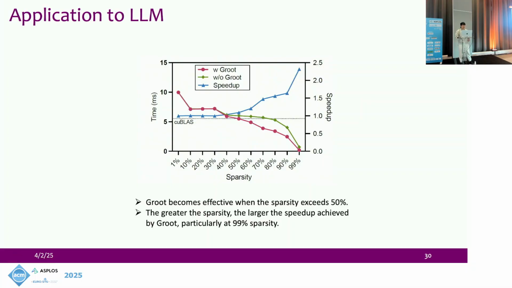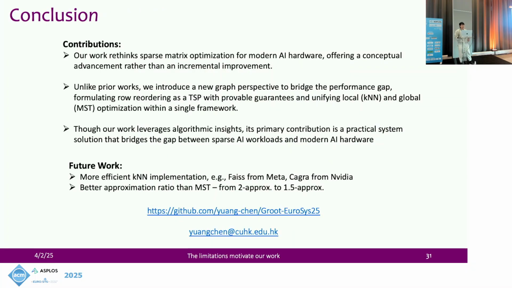And finally, we want to summarize our contribution. We rethink the sparse matrix optimization for modern AI hardware. Though our work is algorithmic, its focus is mainly on practical systems that bridge the sparse AI workloads and the modern AI hardware. And the future work includes implementing more efficient algorithms and better approximation algorithms than the existing MST.